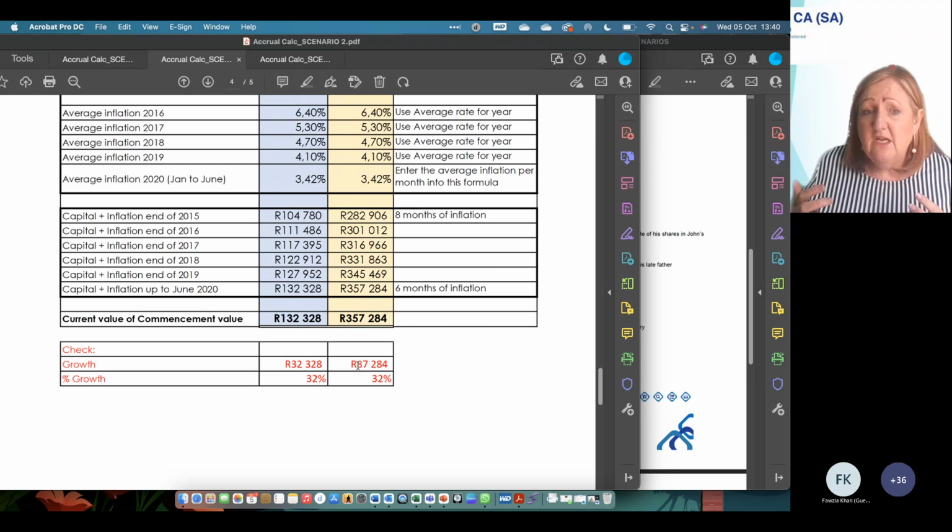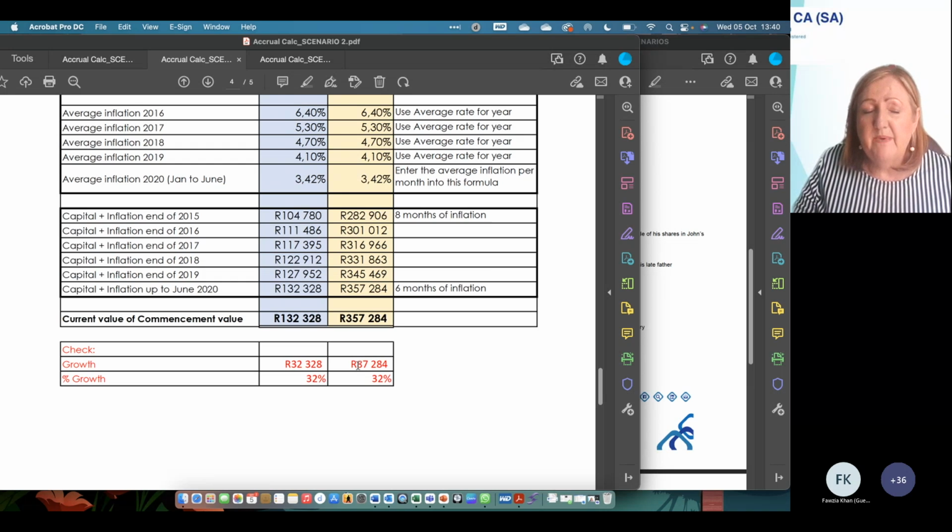So guys, it sounds very high, but just think of it in reality. You know, if you look at the inflation rates, 6% in 2016, 5.3% in 2017, down to 3.42%. And you think, okay, the inflation rate is not so high, but why are our prices so high?